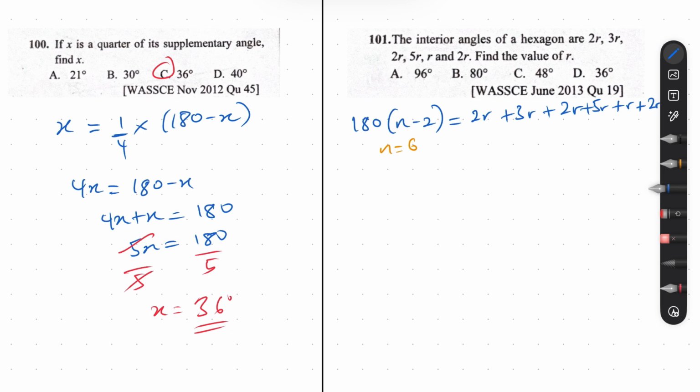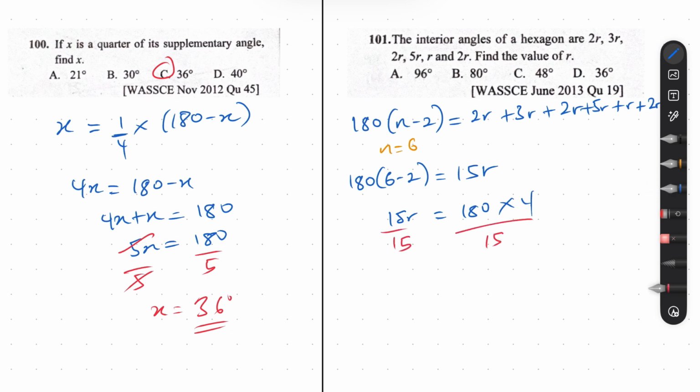So we should have 180 times (6 minus 2) equals, when you add everything, what do you have? You have 2r plus 3r, 5r, 7r, 12r, 13r, 15r. Okay, you have 15r. So that means we have 15r equals 180 times 4. Let's divide both sides by 15.